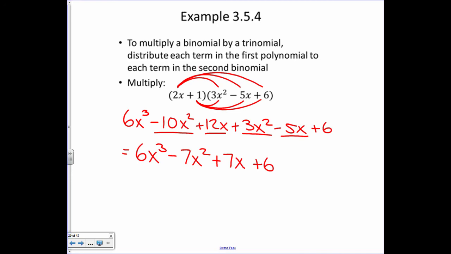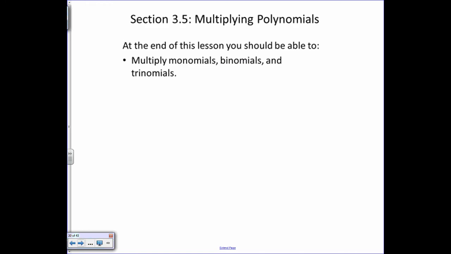And so this idea of multiplication of polynomials works. Just take all the terms in one polynomial and distribute it to all the terms in the other polynomial. So at the end of this lesson, you should be able to multiply monomials, binomials, and trinomials.